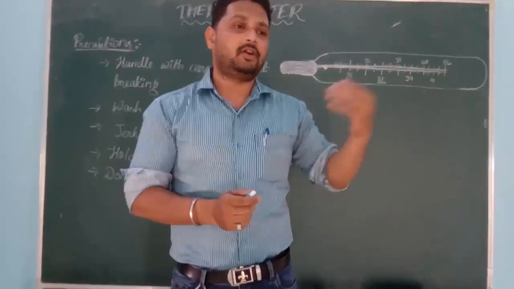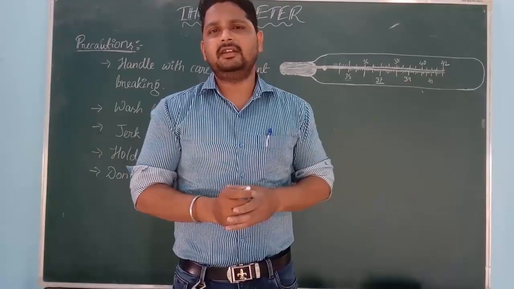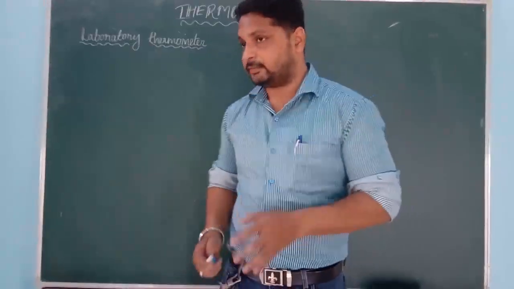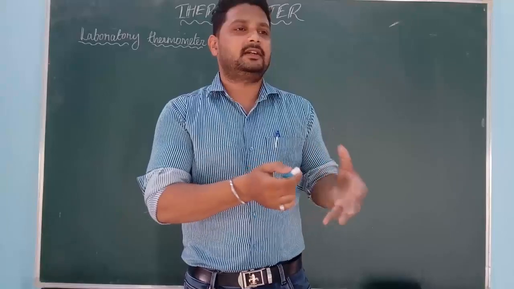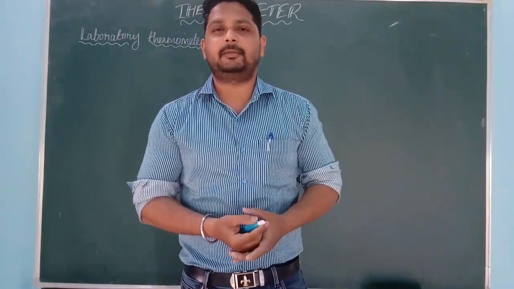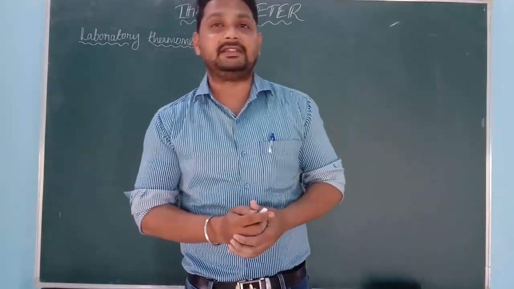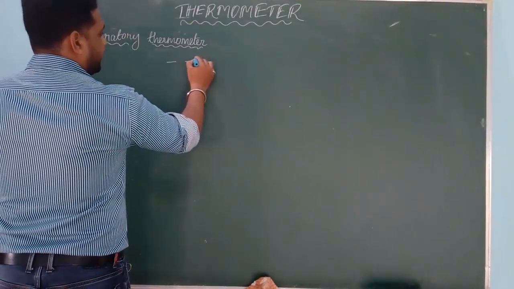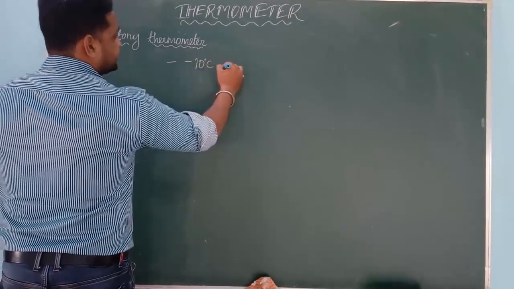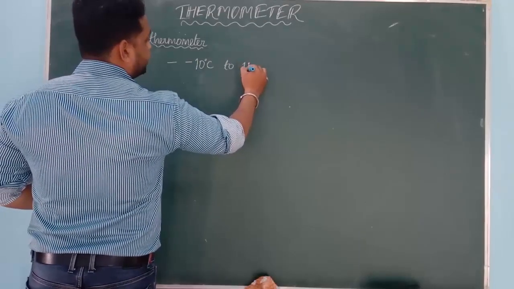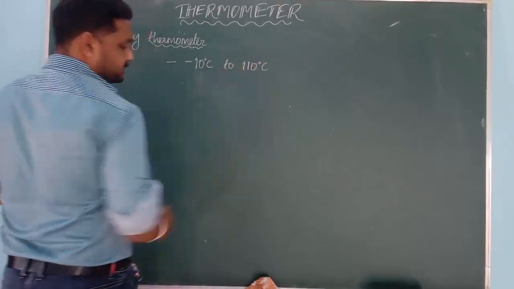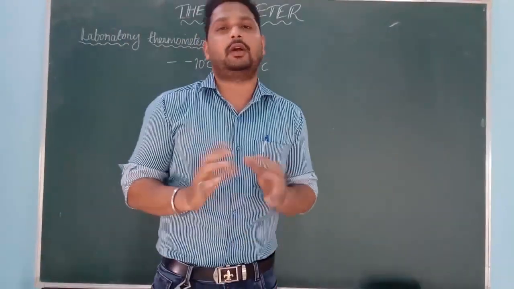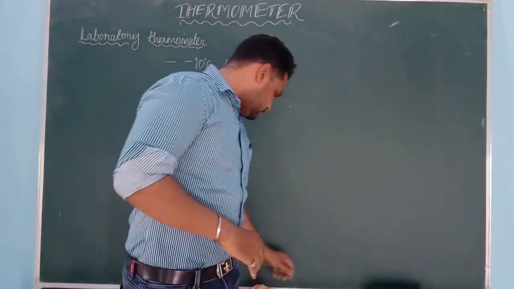Let's move on to the laboratory thermometer. So next is the laboratory thermometer. Unlike the clinical thermometer, the laboratory thermometer has quite a high range. A laboratory thermometer can measure from minus 10 degrees Celsius to 110 degrees Celsius. So using a laboratory thermometer, you can measure quite everything. So let me show you.